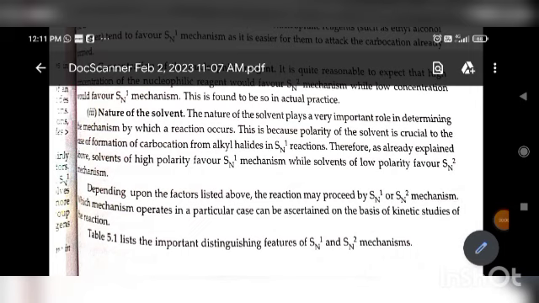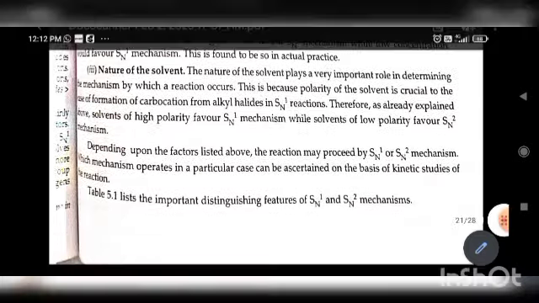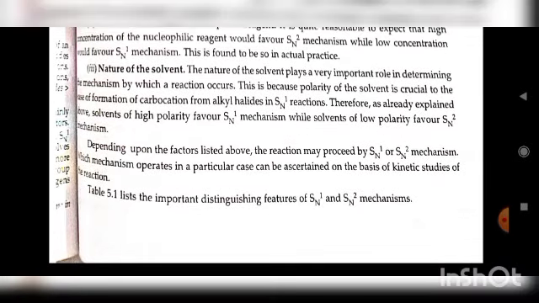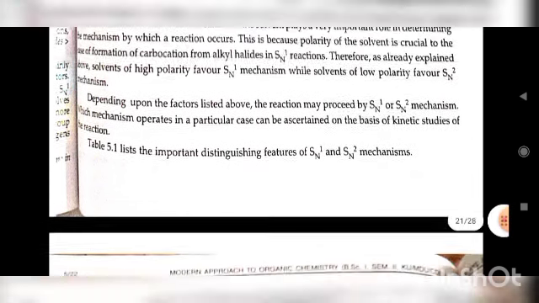This is because the polarity of the solvent is crucial to the ease of formation of carbocations from alkyl halides in SN1 reactions. Therefore, as already explained above, solvents of high polarity favor the SN1 mechanism, while solvents of low polarity favor the SN2 mechanism. Depending upon the factors listed below, reactions may proceed by SN1 or SN2 mechanism. Which mechanism operates in a particular case can be ascertained on the basis of kinetic studies of the reaction.